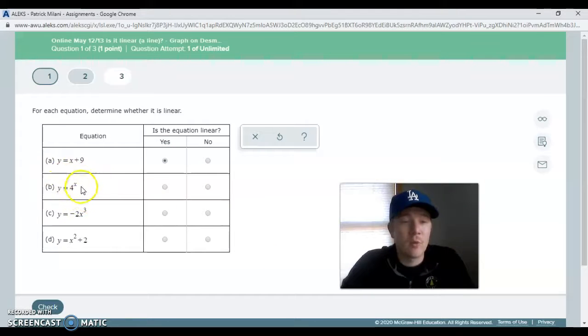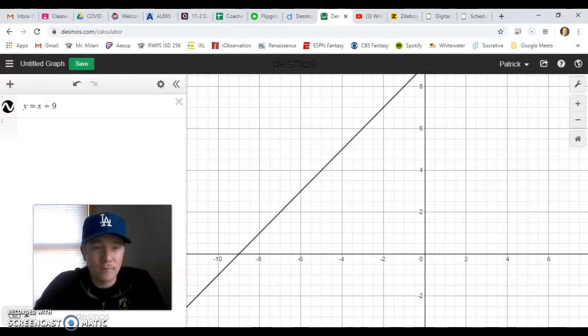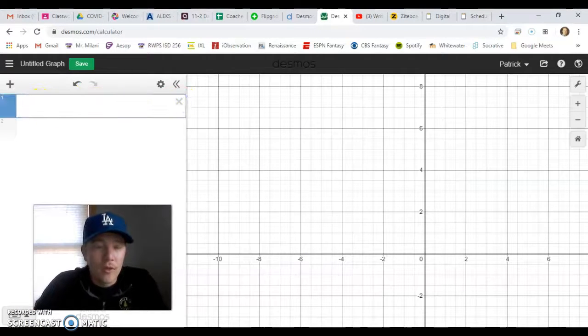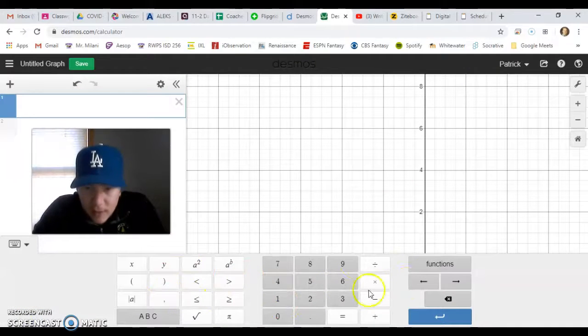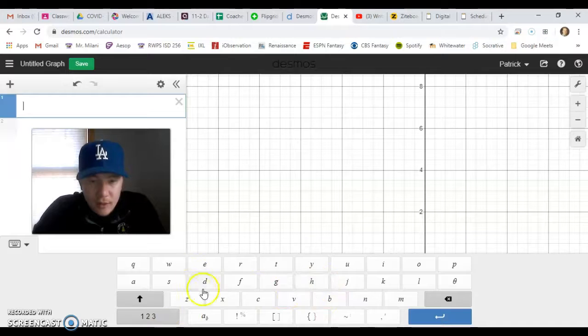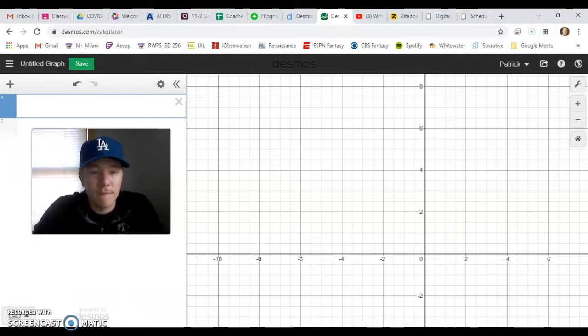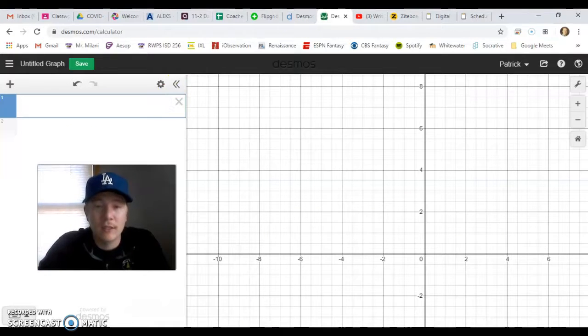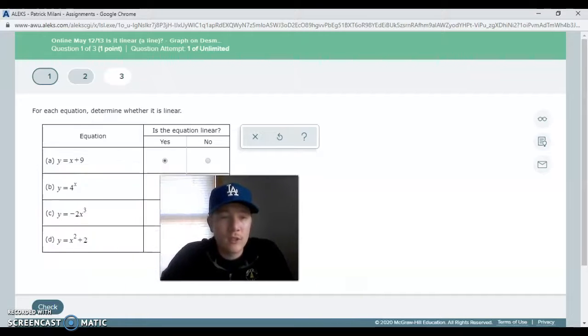Now we're going to take the next one, y equals 4 to the x power. This is probably going to be the trickiest one to try and type in Desmos. There is not the exponent of x anywhere down here. There's nothing down here. This is just the alphabet. So anyway, the way to type in an exponent, y equals 4 to the x power, I think that's what that said. Y equals 4 to the x power.